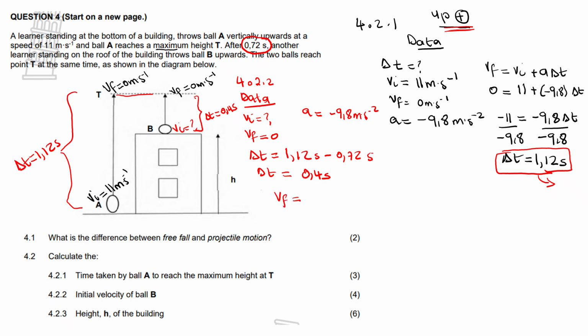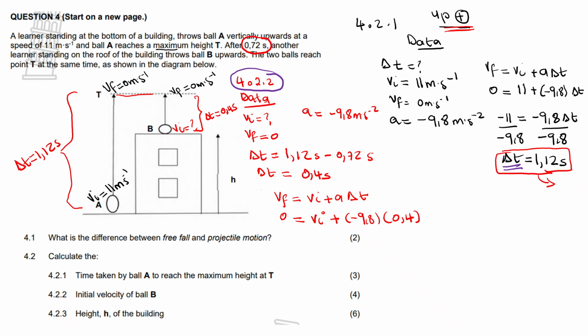It's equal to V initial plus A delta t. So when we substitute, we know that this will reach a maximum of 0. Initial velocity is what we are looking for, plus negative 9.8 times delta t, which is 0.4. So guys, can you see that this has what we call a positive marking? It has a positive marking from the previous question. So if this delta t is wrong, you're going to lose the marks for this 4.2.